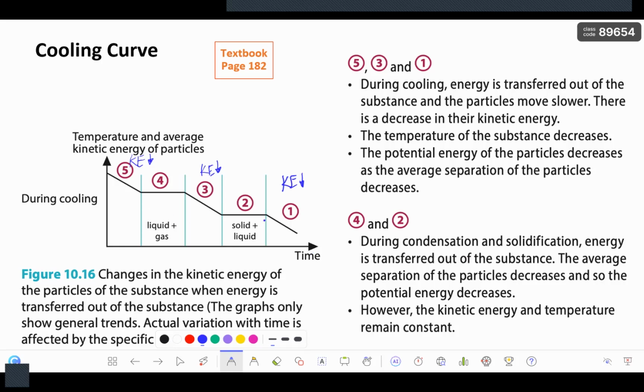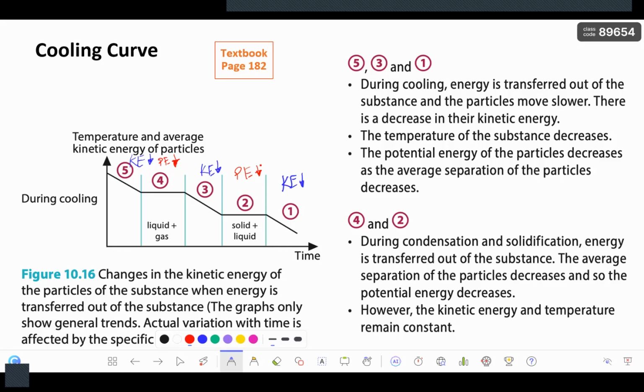Okay, 4 and 2 again is a flat line. It means that the temperature doesn't change. If the temperature doesn't change, kinetic energy is not changing. So what happens is, at stage 4 and 2, the particles are actually losing energy because they are now not overcoming the forces of attraction. They are forming the forces of attraction to come closer together. They need to lose energy so that they can come closer together to form the forces of attraction between them.